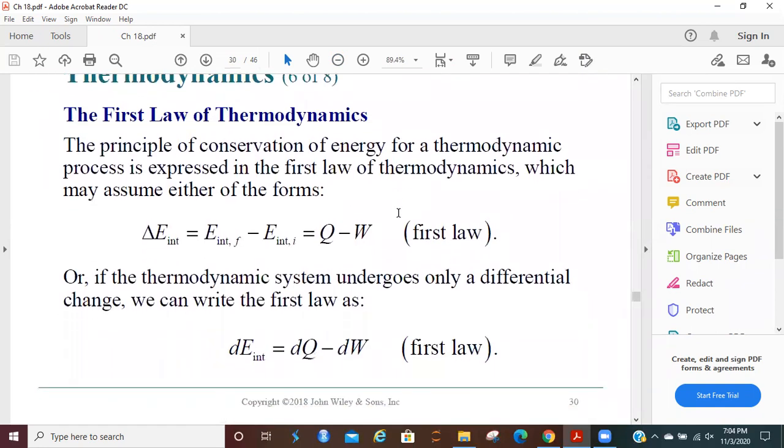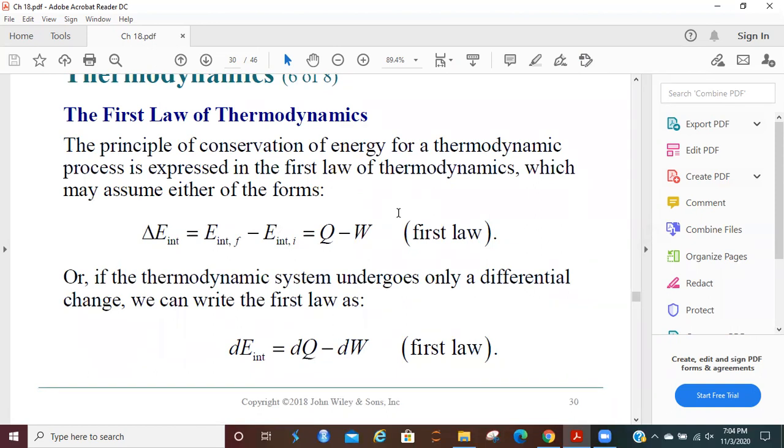First law of thermodynamics. The principle of conservation of energy for a thermodynamic process is expressed in the first law of thermodynamics, which may assume either of these two forms. The change in the internal energy, which is the energy that you have internally at the end minus the energy that you had internally at the beginning, is going to be equal to the heat minus the work. That's going to be the first law.